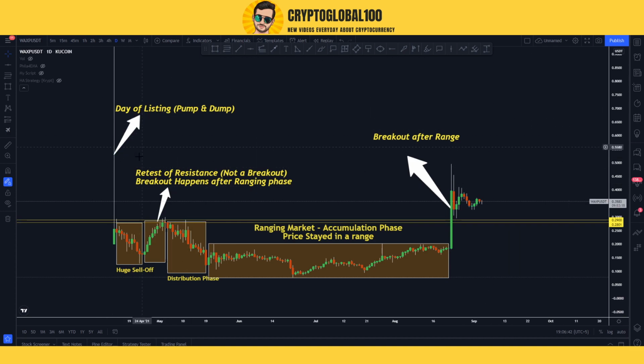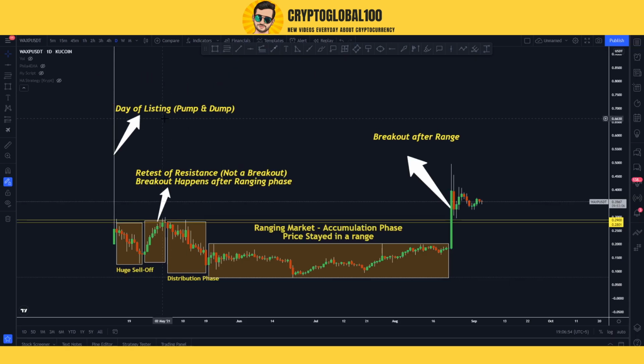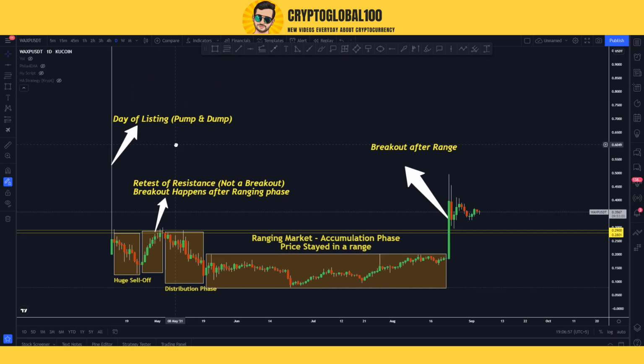So here you can see on the day of listing, if we take a look at the first candle, you can see huge pump, then you can see huge pump, the price pumped up, and then huge dump here. And this usually happens on the day of listing. Okay, it was the day of listing candle.